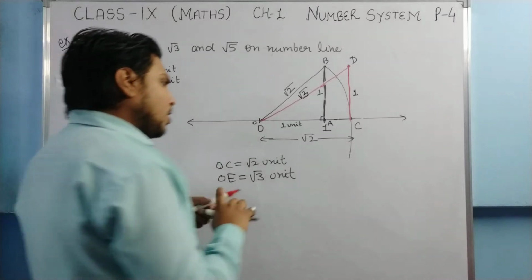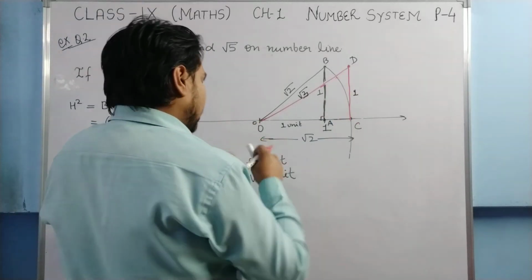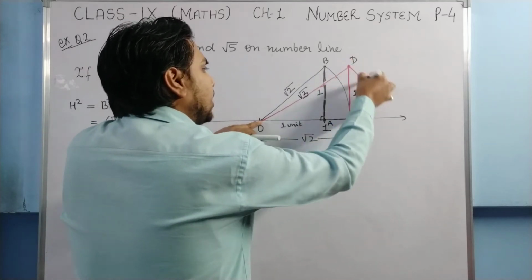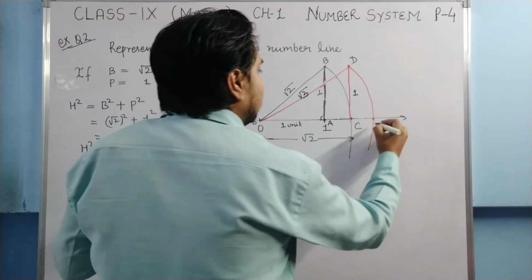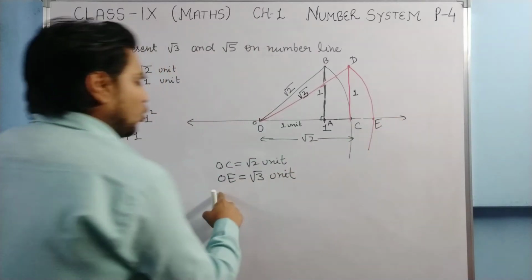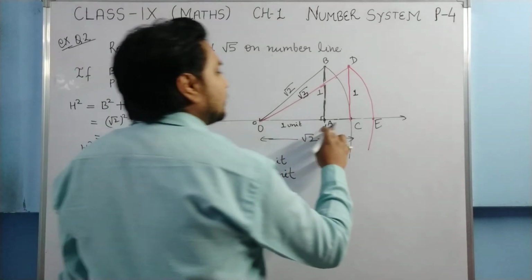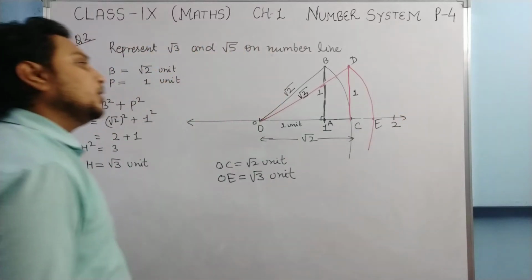Okay, and now how can we represent it on the number line? We only have to take the compass, take the radius as OD and cut an arc on the number line. Suppose it is point E, and hence OE will show the root 3 unit. And here it is 1, and after this it is 2.